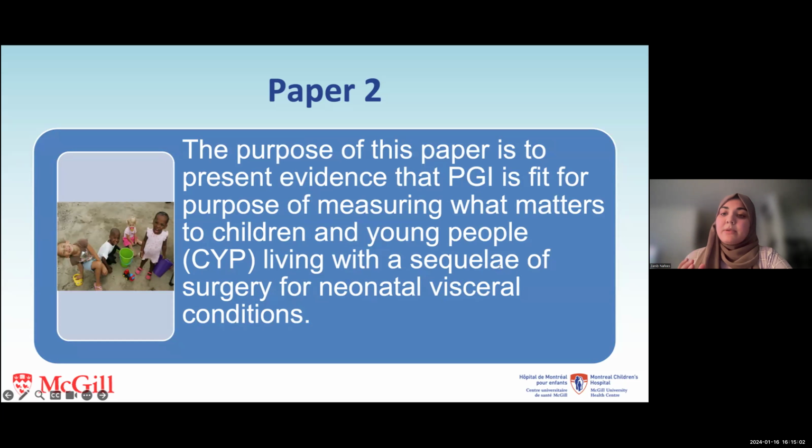The identified gap is the absence of an individualized patient-reported outcome measure, leading us to use the PGI for this purpose. And so the main goal of this paper is to provide evidence that the PGI is well suited for measuring what matters to children and young people who have undergone surgery for neonatal visceral conditions.